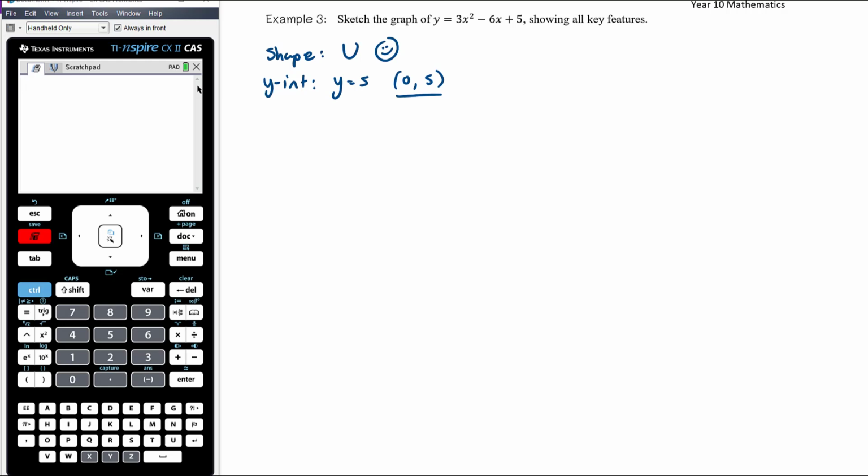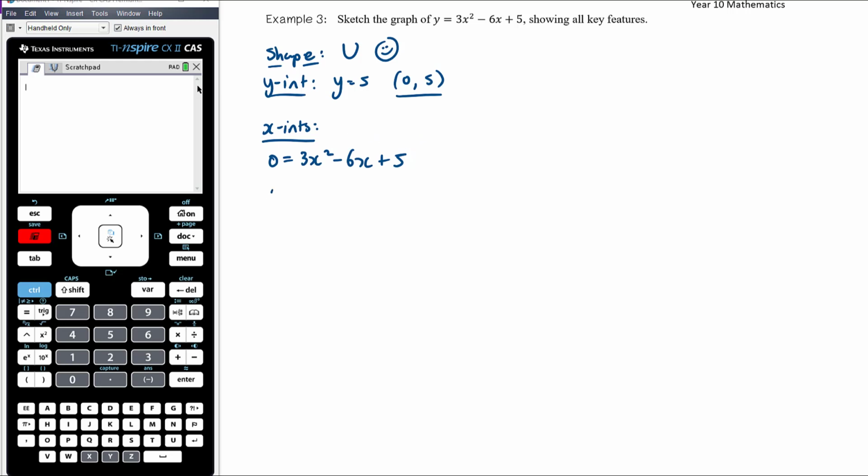Now, it's already expanded out, so we're not going to find the turning point first. Let's think about our x-intercepts, therefore. So x-intercepts, we let y equal 0. Then we would try and factorise. 3 times 5 is 15. Factors of 15 that add up to 6, they don't exist. So it doesn't factorise, so we'll use the quadratic formula.